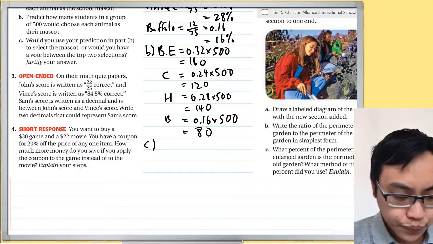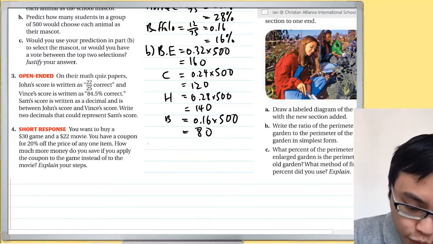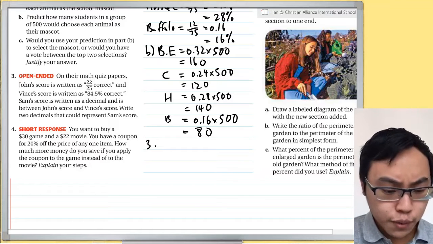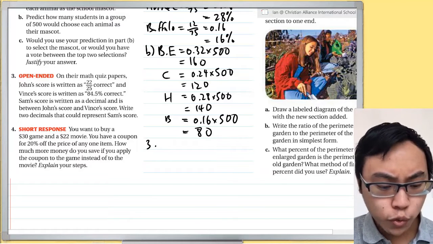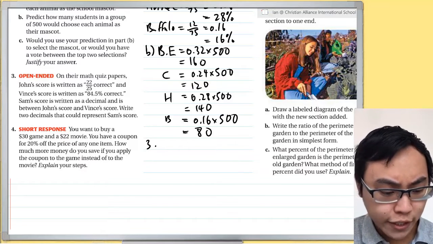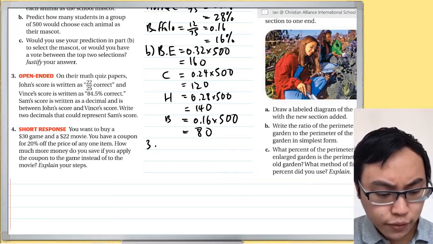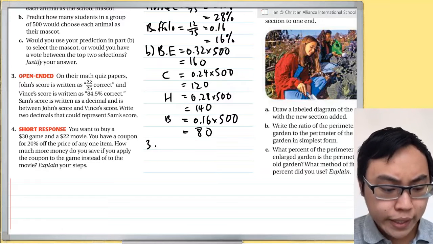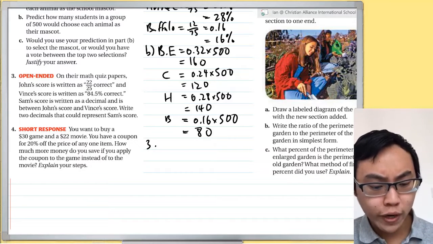Question 3. Sorry, not C. Let's just go straight to question 3. On their math quiz papers, John's score is written as 22 out of 25 correct, and Vince's score is written as 84.5% correct. Sam's score is written as a decimal and is between John's score and Vince's score.